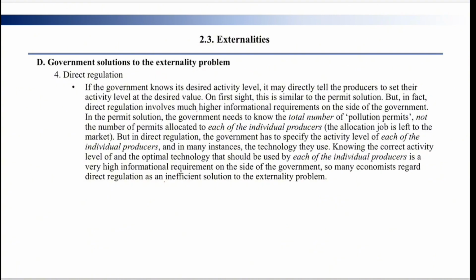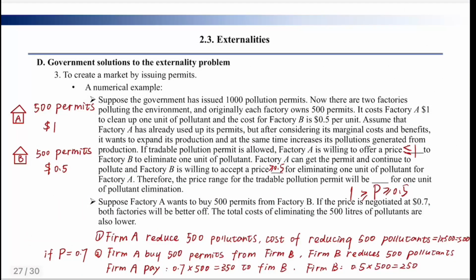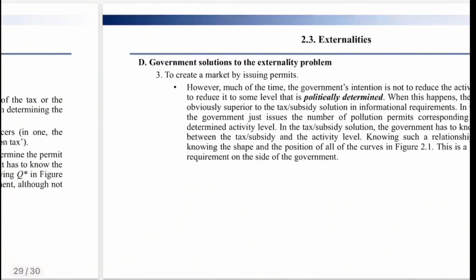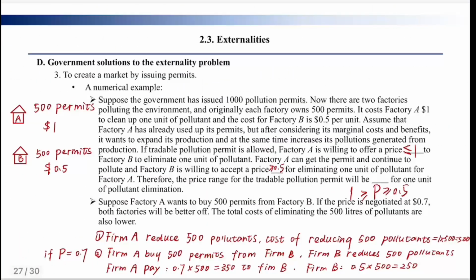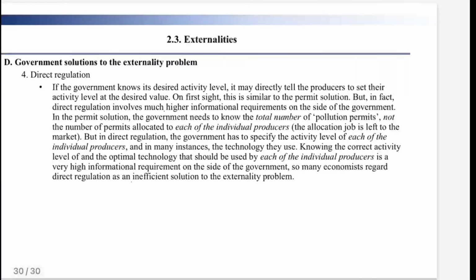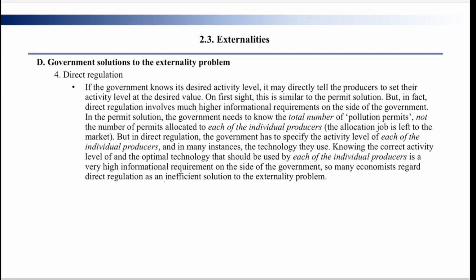So these two methods are actually very similar. Direct regulation and issuing permits are both about stipulating the quantity of pollutants, but the difference is that in the former, there is no market between the factories, while in the latter, issuing permits, there is some transaction market between them. Okay. So many economists believe that direct regulation is a very inefficient solution to address the externality. Okay, that's all for our lecture 2.